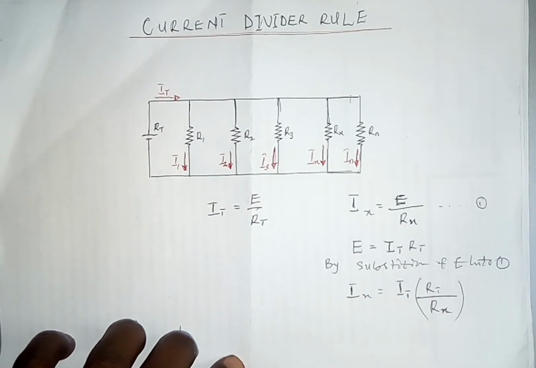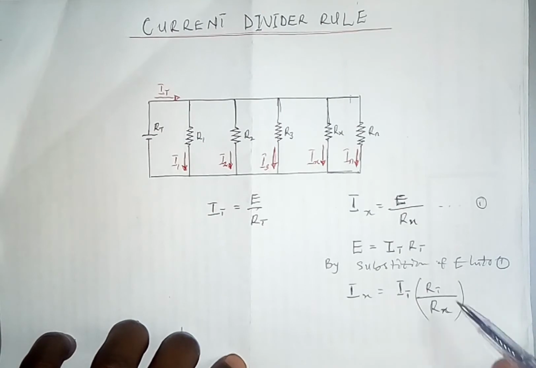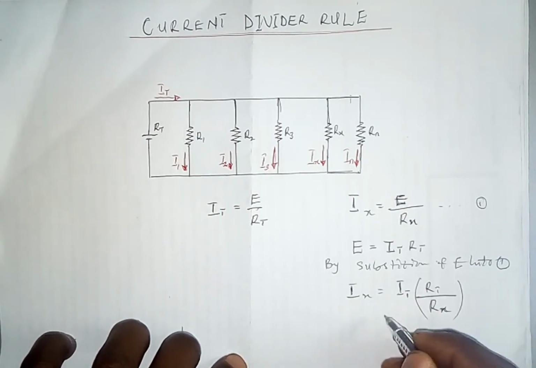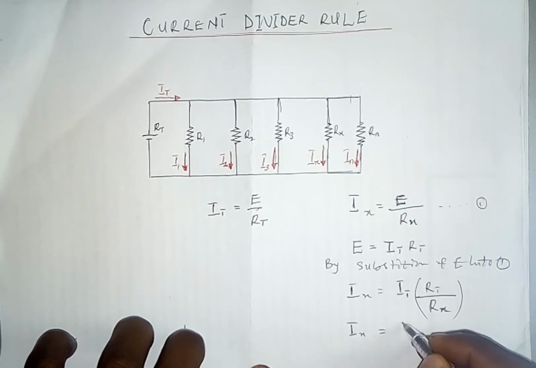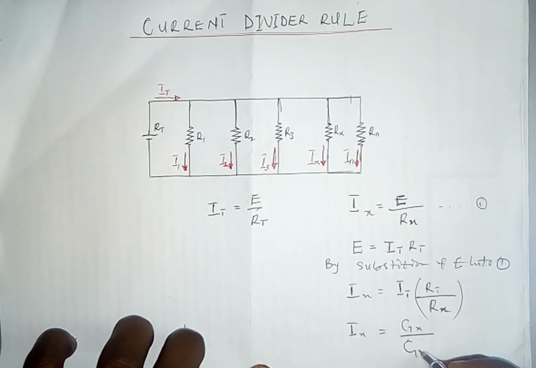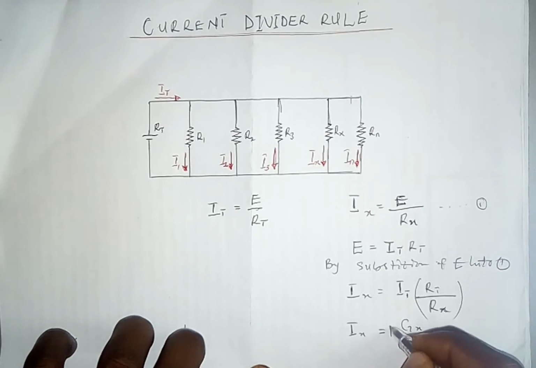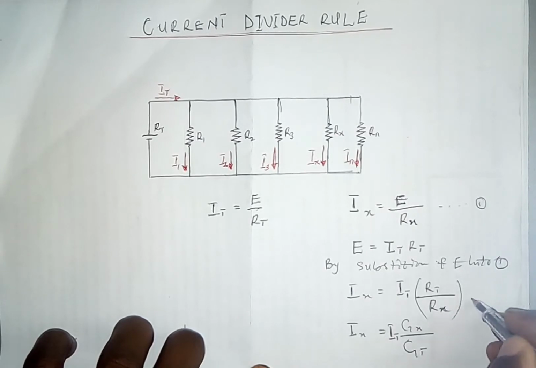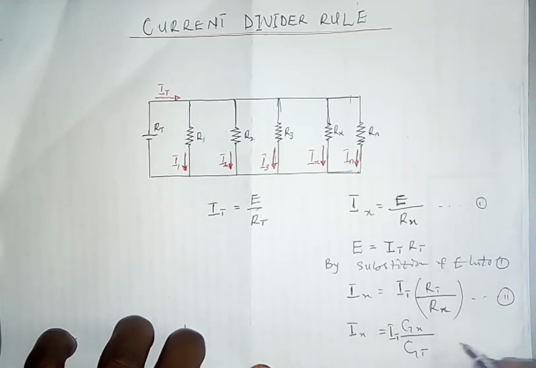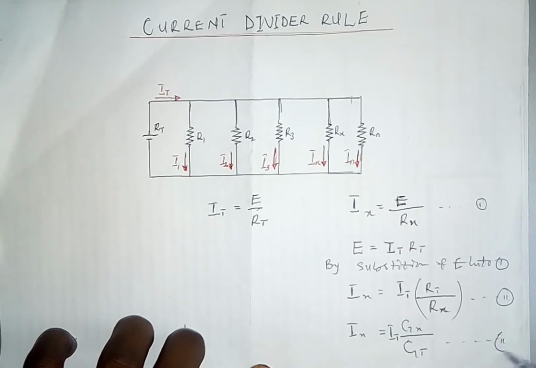Alternatively, if we relate it to conductance, of course we know that conductance is the inverse of resistance. So we are going to have Ix equals Gx over Gt, times IT. Please don't forget the IT is also there. So this is always equivalent to this. We can call this one equation 2 and this one equation 3.